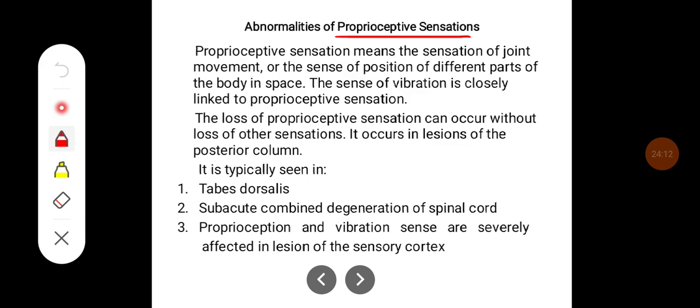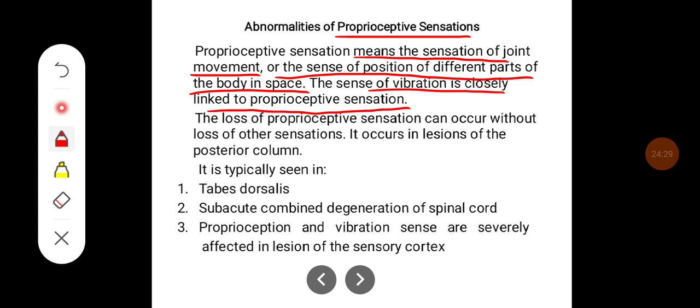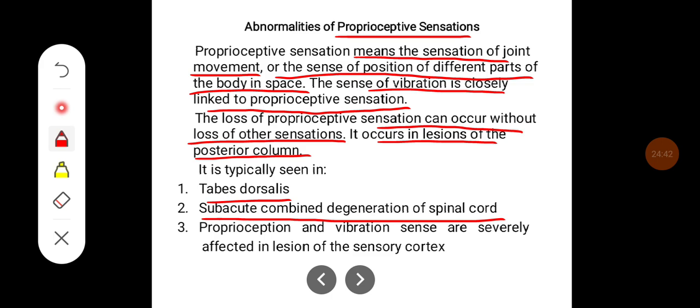Abnormalities of the proprioceptive sensation. The proprioceptive sensation means the sensation of joint movement or the sense of position of different parts of the body in space. The sense of vibration is closely linked to proprioceptive sensation. The loss of proprioceptive sensation can occur without loss of other sensation. It occurs in lesions of the posterior column. It is typically seen in tabes dorsalis and subacute combined degeneration of the spinal cord, and proprioception and vibration sense are severely affected in lesions of the sensory cortex.